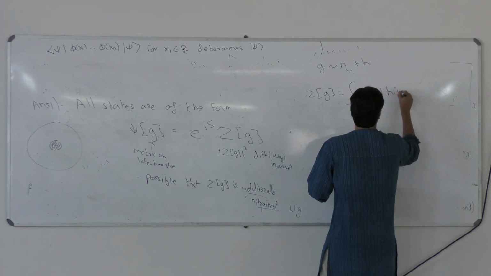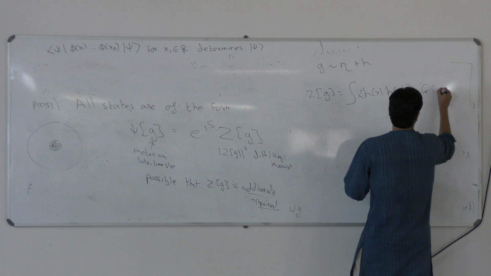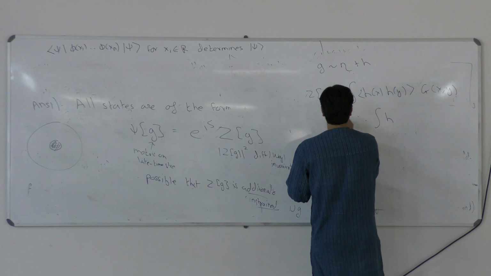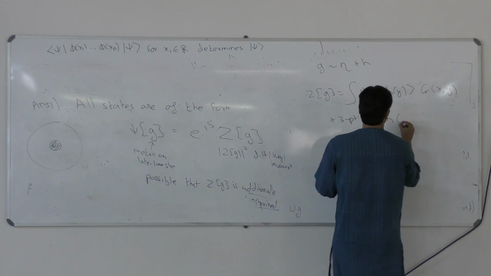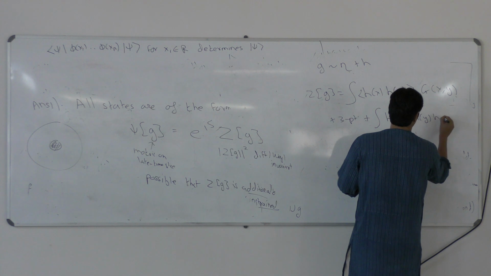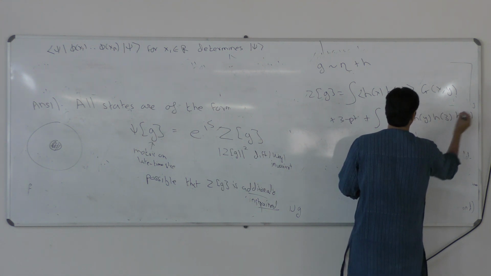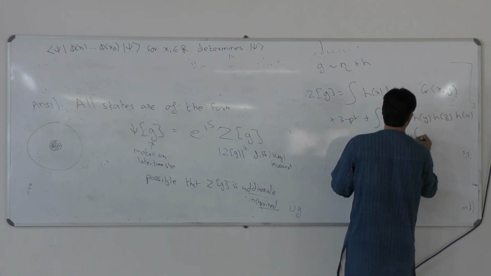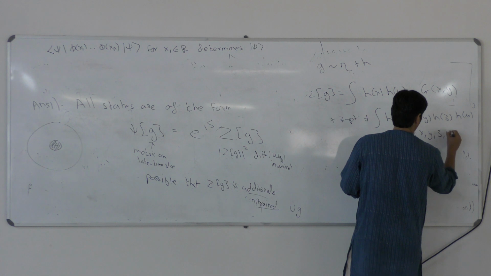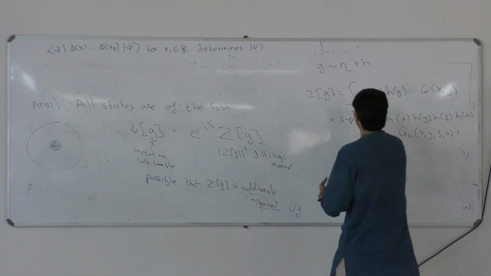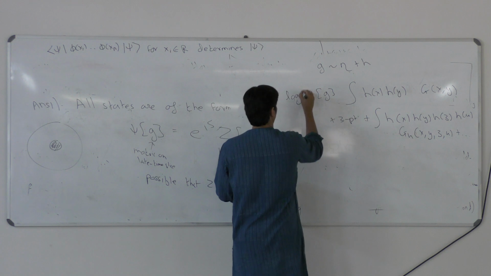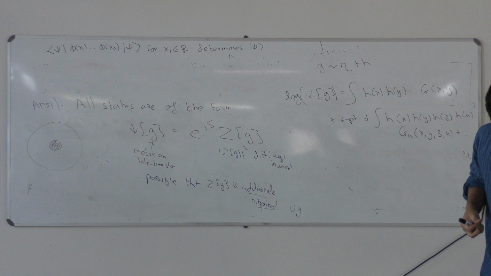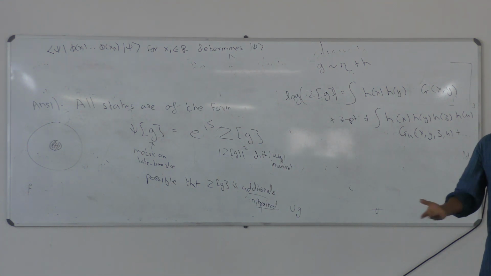h of x, h of y, G2 of x y, plus the 3-point function, plus h of x, h of y, h of z, h of u, G4 of x y z u, plus so on. This is log of ZFG. As I said, ZFG obeys the symmetries of the CFT.